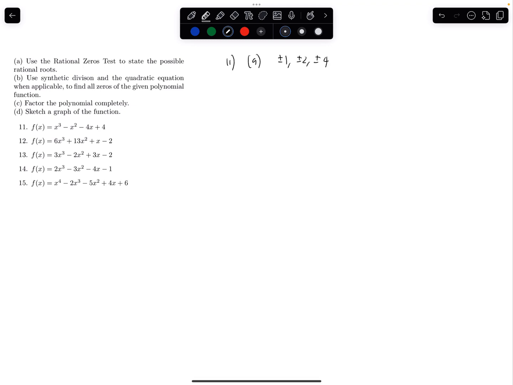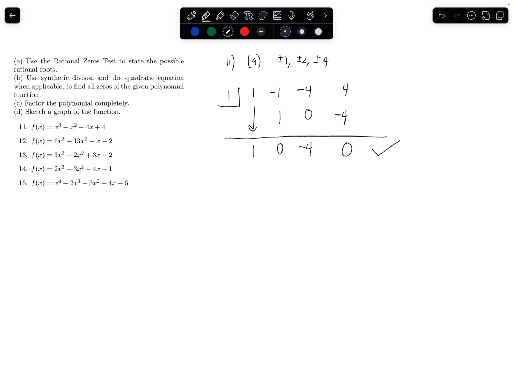So now, part B, using synthetic division and maybe the quadratic equation, if applicable. What I'm going to do is, once I get this down to a quadratic, then I'm going to apply the quadratic formula. So it's going to take me one extra step, right? So let's check 1. 1 is always the easiest thing to check, right? And what are my numbers? 1, negative 1, negative 4, 4. The 1 comes down. 1 times 1 is 1. Add together, get 0. 0 times 1 is 0. Add together, negative 4. Negative 4 times 1 is negative 4. And add to 4, I get 0. Yes, I got lucky.